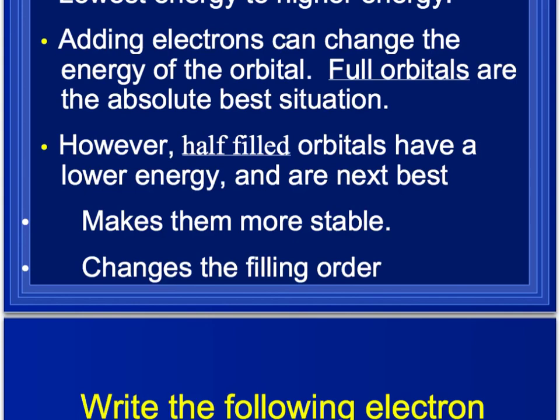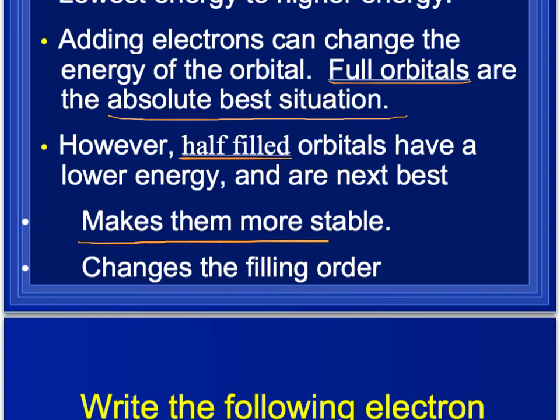Remember, one of the things that I said was that atoms are happy when they have full valence shells. That's kind of the same idea here: if we have full orbitals, this is the absolute best and most stable situation for an atom. However, if I can't have a fully filled orbital, a half-filled orbital is the next best. This makes them more stable than having some in one orbital, some in another orbital. So this will change the filling order. We're going to see some of those examples here.